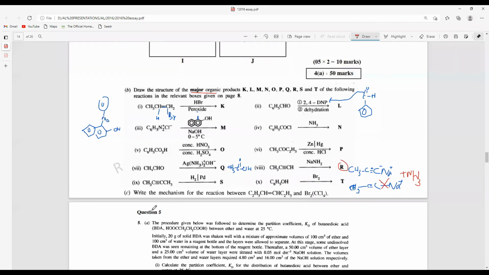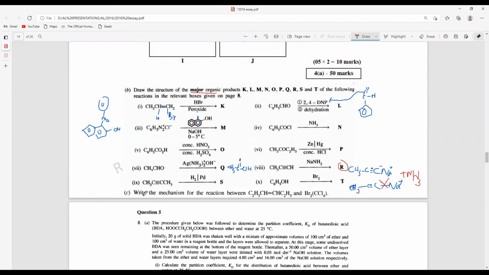Okay. And with H2/Pd, you will convert this into an alkane, and phenol with Br2 gives the white precipitate that forms at the ortho and para positions, the white precipitate being tri-substituted bromine. Okay, so these reactions are very straightforward, very common theory, in fact.